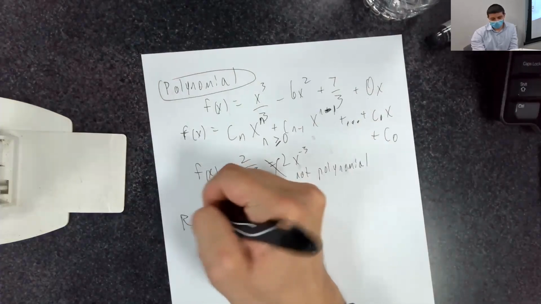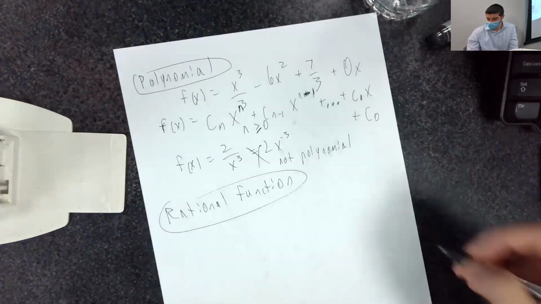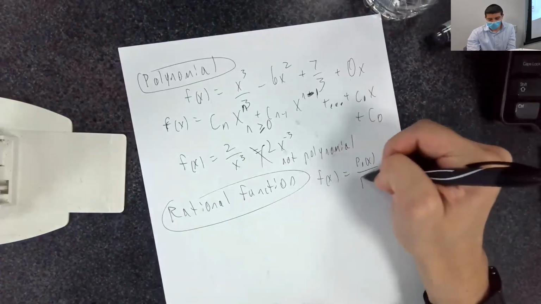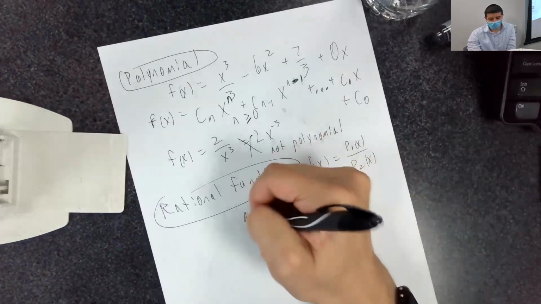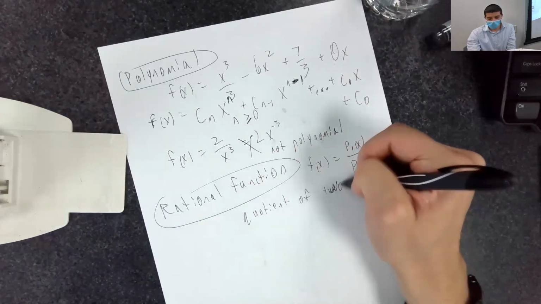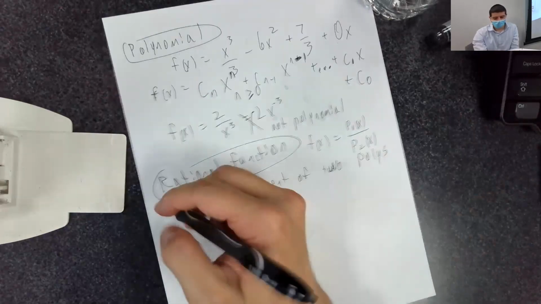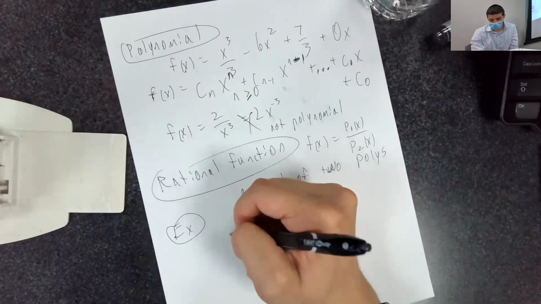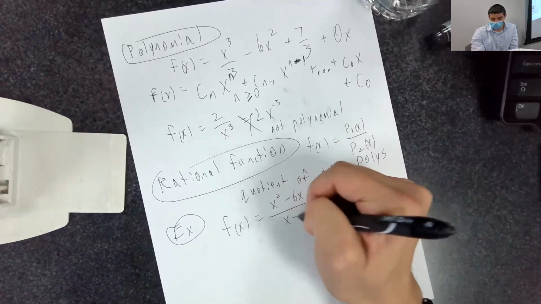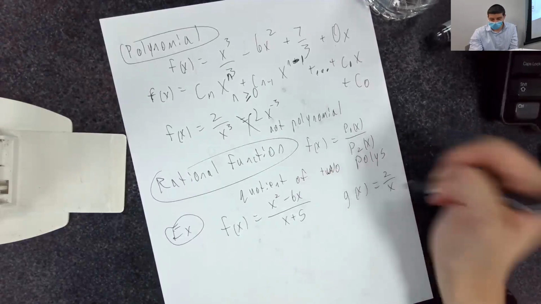Okay, rational function. Sometimes we'll use the terminology of rational function. It is when you take one polynomial divided by another polynomial. So it's a quotient of two polynomials. As a little example, f of x is equal to x squared minus 6x over x plus 5. g of x equal to, let's say, 2 over x.